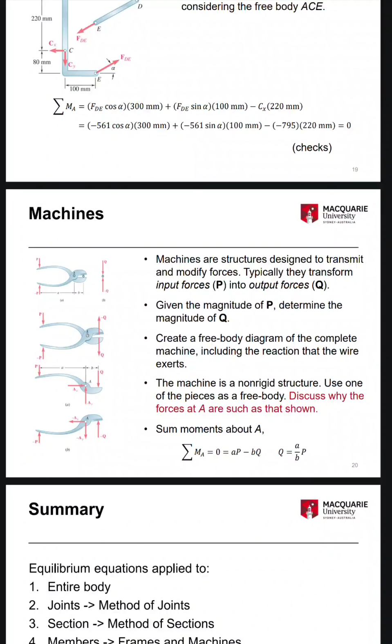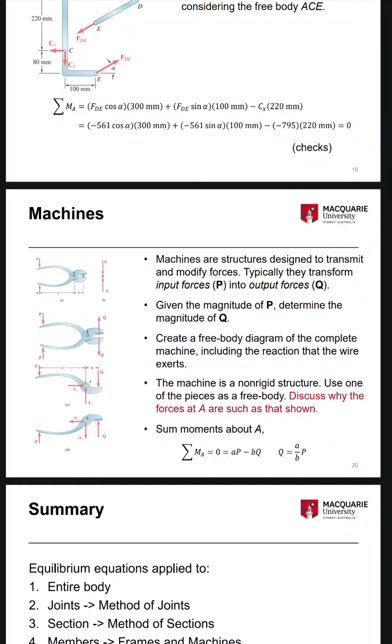Machines. Machines have structures designed to transmit and modify forces. Typically, they transform input forces P into output forces Q. Given the magnitude of P, determine the magnitude of Q. Create a free body diagram of the complete machine, including the reaction that the wire exerts. The machine is a non-rigid structure. Use one of the pieces as a free body. Discuss why the forces at A are such as that shown.